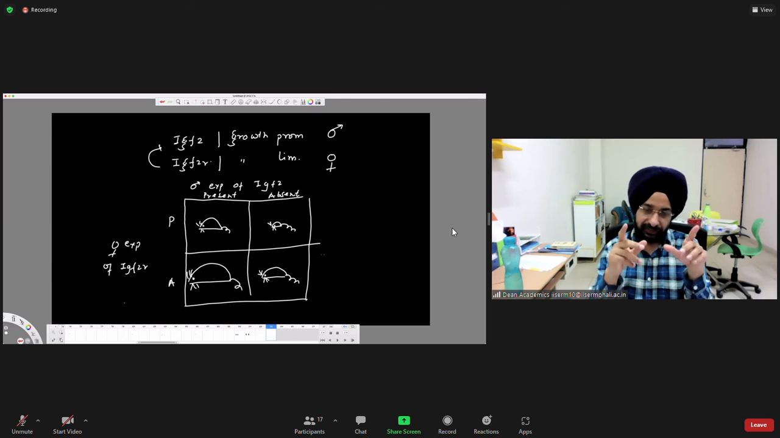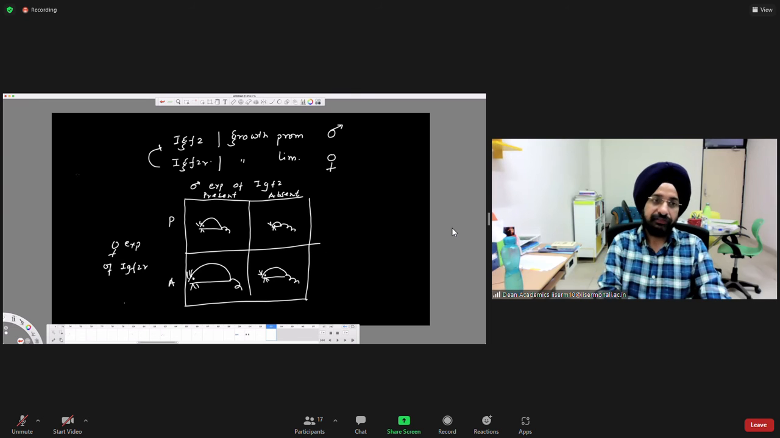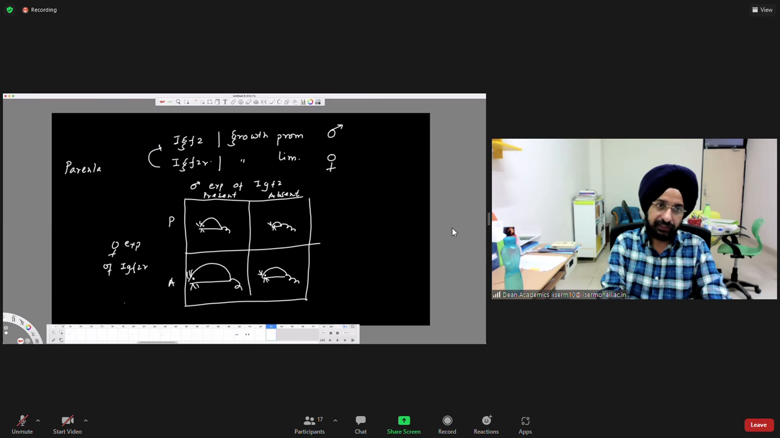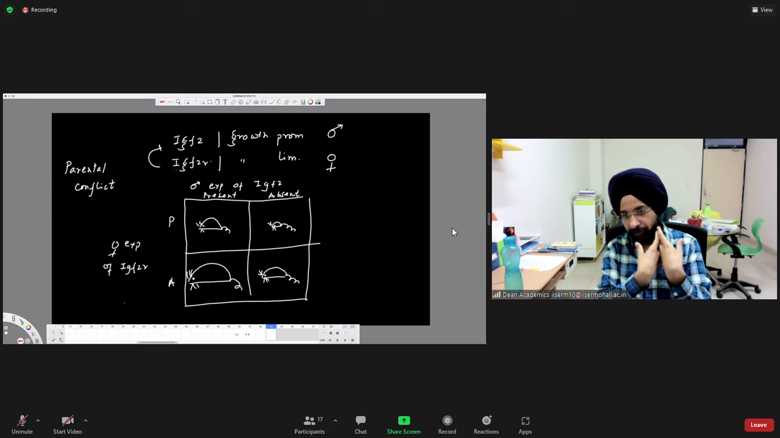Anyway, so this example of IGF2 and IGF2R is supporting the parental conflict theory. What is that theory, parental conflict theory? I just elaborated, giving you the example of Angelman syndrome and PWS. It is that the paternal genome has evolved in a way that it increases the fetus growth. The maternal genome has evolved in a way that it tries to save the resources for herself.